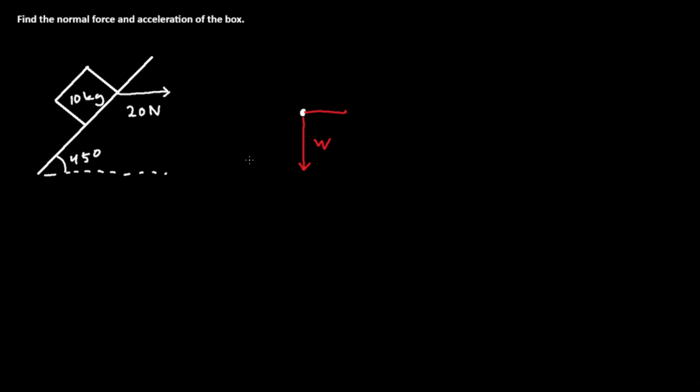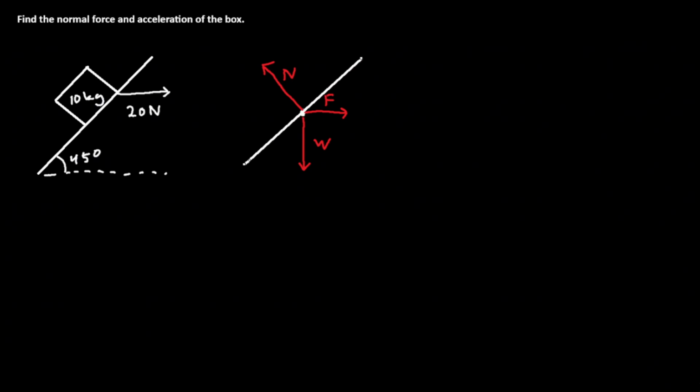Okay, we have a force straight to the right at 20 newtons. Let's just call it F. We also have our normal force. Normal force is perpendicular to the plane, so it's going in this direction. And that is all the forces that are acting on this box. So take a guess. What will be our tilted coordinate system in this case? So if you guess like so, you are right.